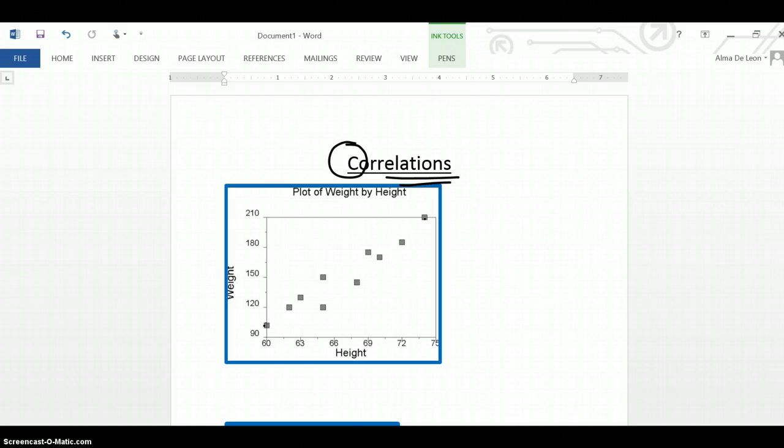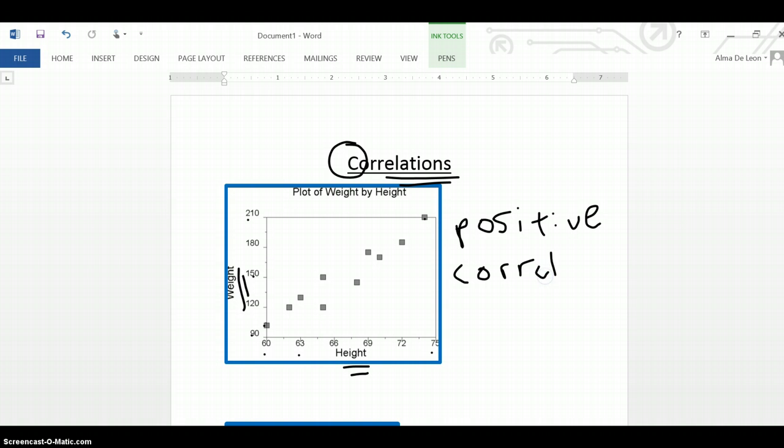If we look at this, we can see that as the height increases, right, we're going from 60 to 63 all the way to 75. The weight also increases, right? We're going from 90 to 150 to 110. So as height increases, weight increases. This is an example of positive correlation. As one increases, so does the other.